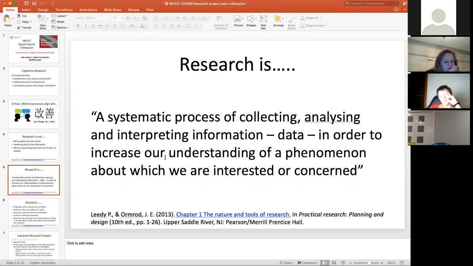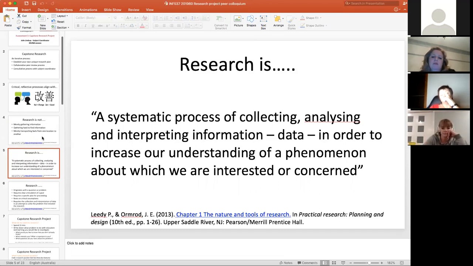And to do that, you have to collect information about it. You have to collect data. And once you've collected it, you need to interpret it and analyse it. Okay, so that's what you're going through or should be going through at the moment.